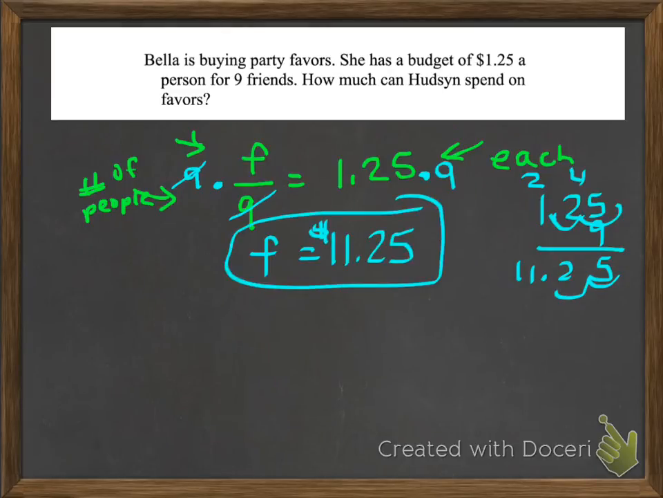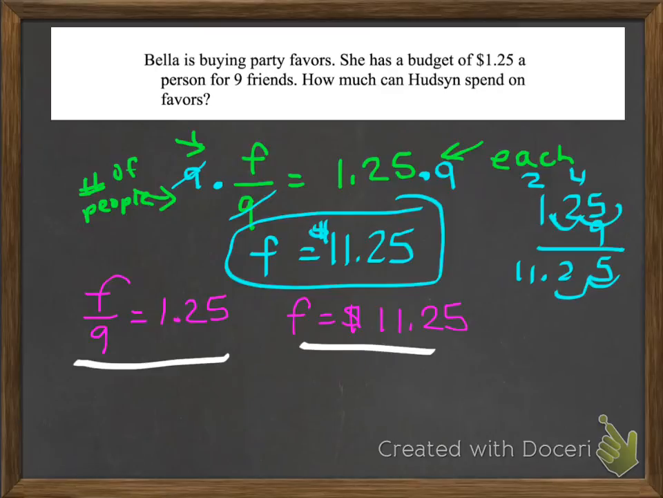Now, because this is a write and solve an equation problem, you would have 2 lines. On the first line, you're going to have F divided by 9 equals $1.25. And then on the next line, you'll have F equals, don't forget your dollar sign, $11.25. So both of these are your answers right here.